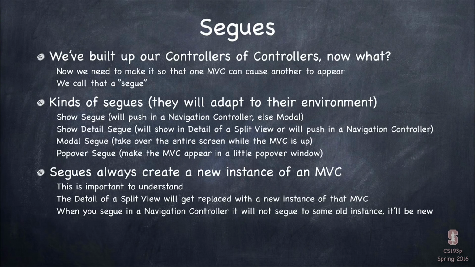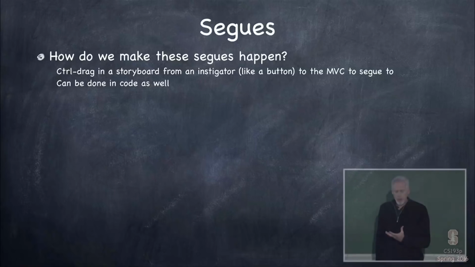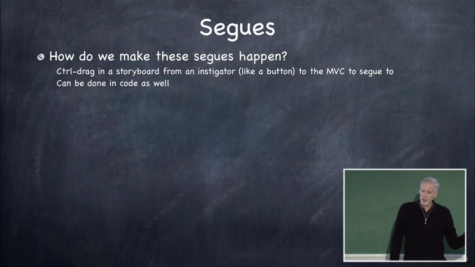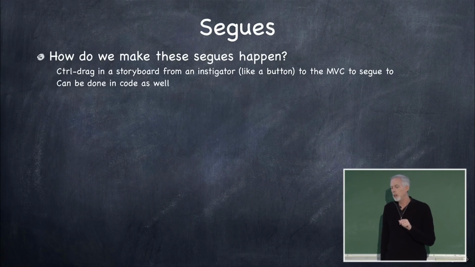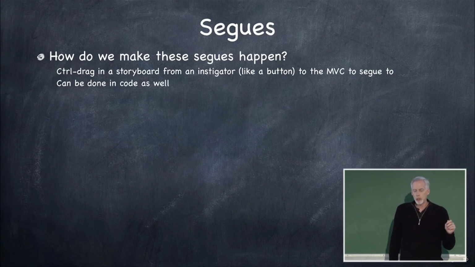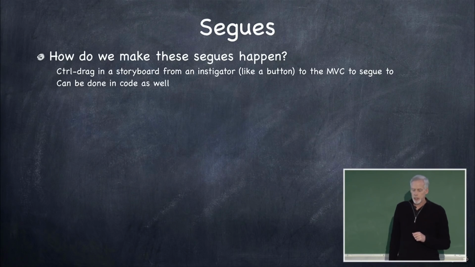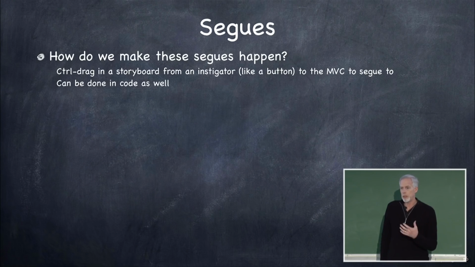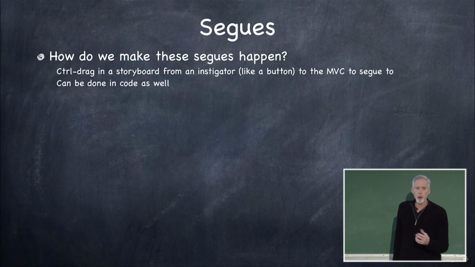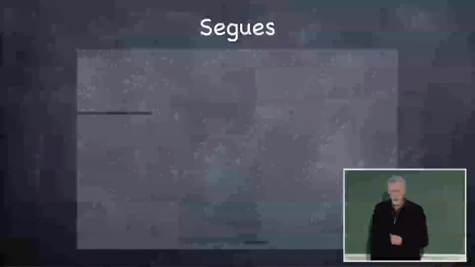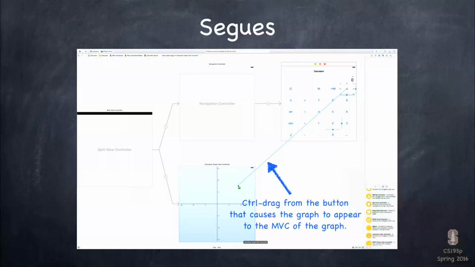All right. So how do we make these segues happen? It's just like we always do, we control drag. Just like we control drag to wire up our MVCs to our split view controller and navigation controller, we're also going to control drag to determine how they segue to each other, how they transition. It's also possible to make segues happen in code. There's a method you can call that says do this segue, perform segue it's called. So here is something wired up as of our last lecture. I've got a split view controller, and the detail is this little graphing thing at the bottom.